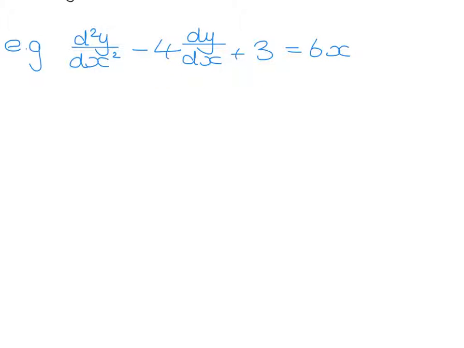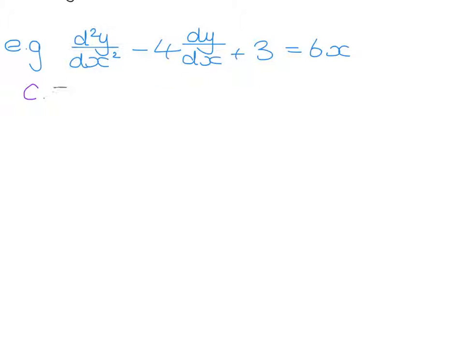Let's try and solve d2y by dx squared minus 4 times dy by dx plus 3y equals 6x. Again, we want to solve for y. As you can see by the fact this is 6x, this is a non-homogeneous ODE. Any of you who are particularly eagle-eyed will notice that this is the same second order equation we calculated earlier, except before we looked at the homogeneous version. This means that we already calculated the complementary function for this ODE.